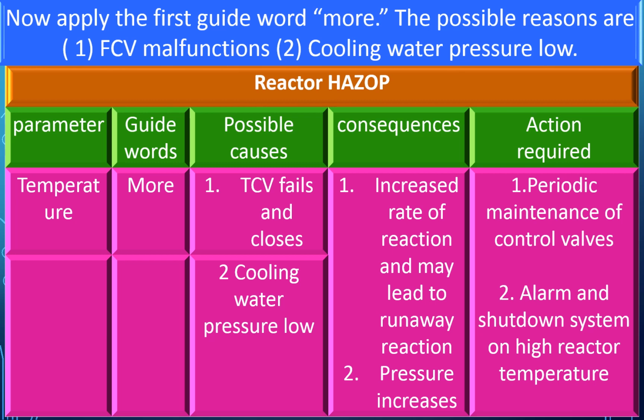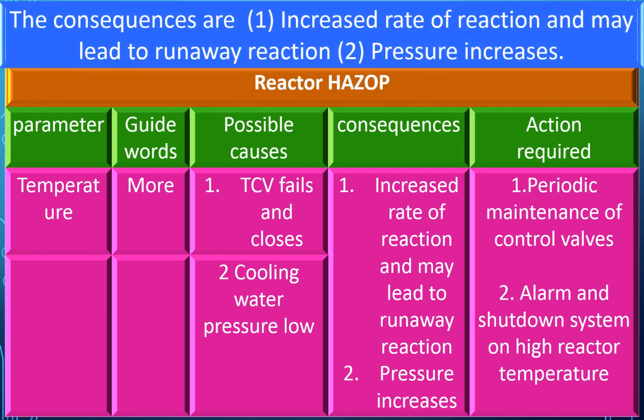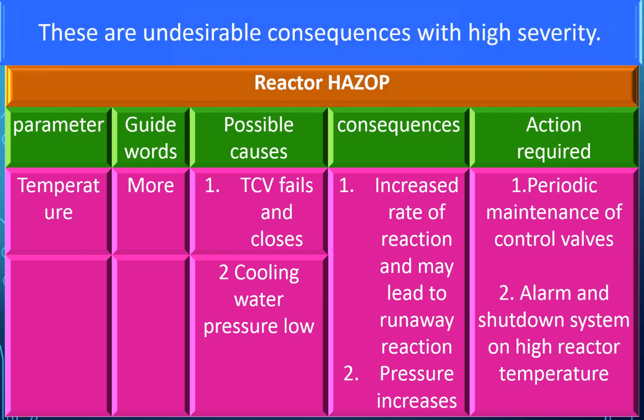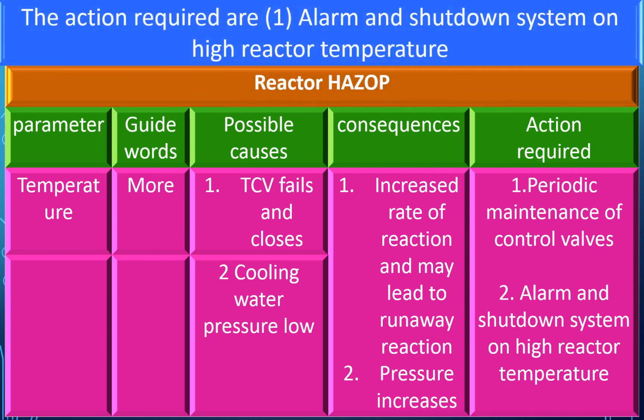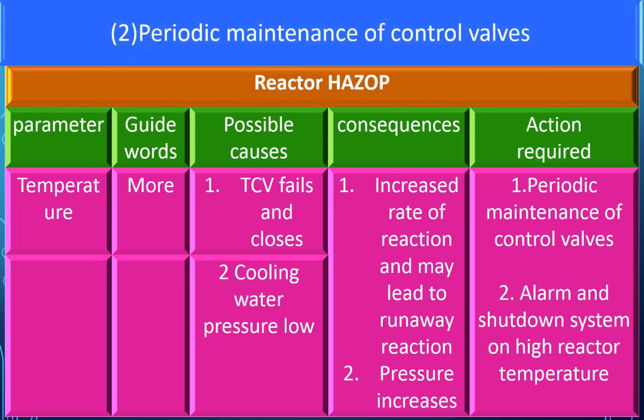The possible reasons are 1. FCV malfunctions, 2. Cooling water pressure low. The consequences are 1. Increased rate of reaction, which may lead to a runaway reaction. 2. Reactor pressure increases. These are undesirable consequences with high severity. The actions required are 1. Alarm and shutdown system on high reactor temperature. 2. Periodic maintenance of control valves.